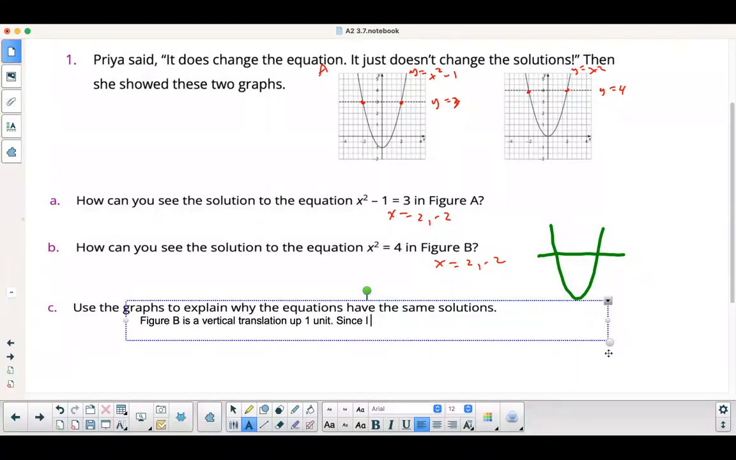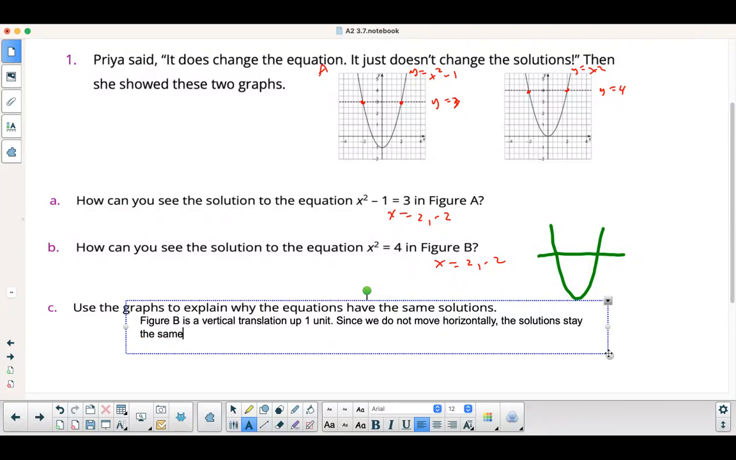Since we do not move horizontally, the solutions stay the same. Okay.